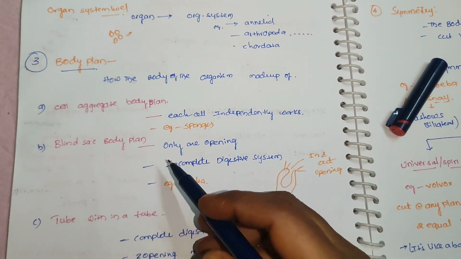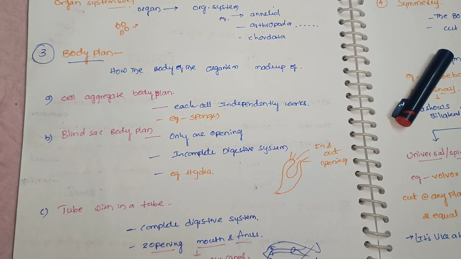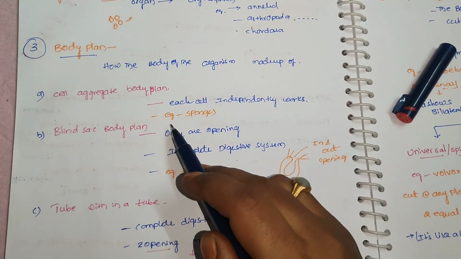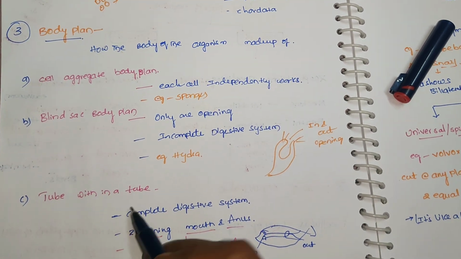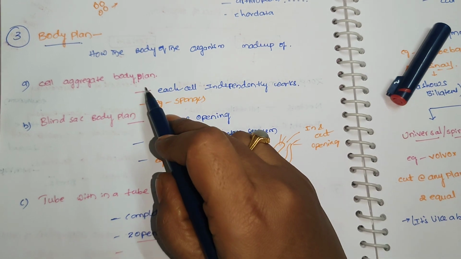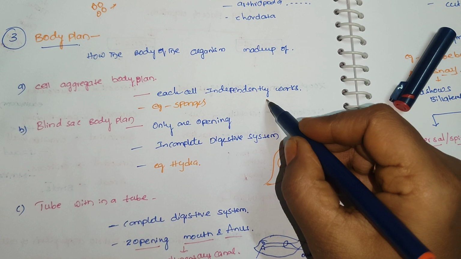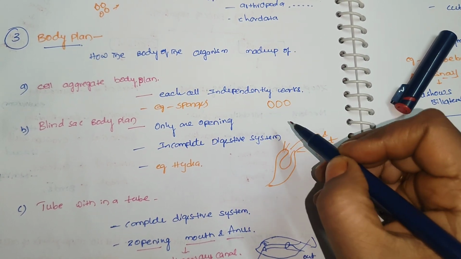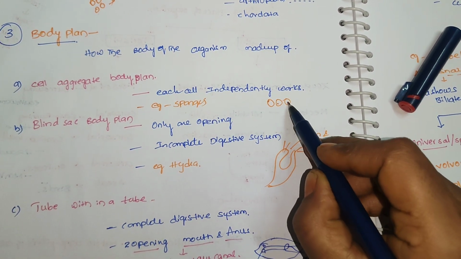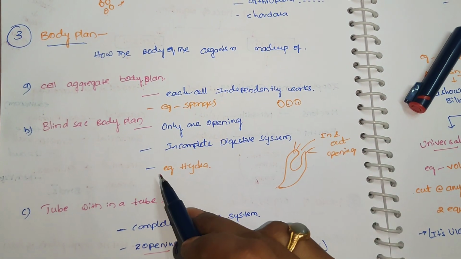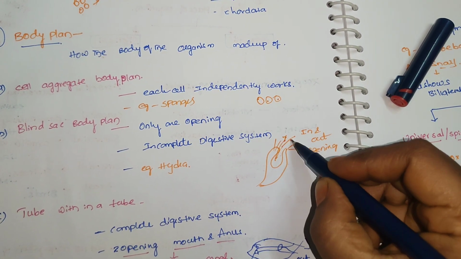Then another parameter: based on the body plan, the organisms have also evolved into phyla. That is cell aggregate body plan, blind sac body plan, and tube within a tube. Cell aggregate is nothing but cellular level. Each cell works independently. The division of labor does not work in the cell aggregate body plan. Each individual cell can perform its own work. Example, sponges.